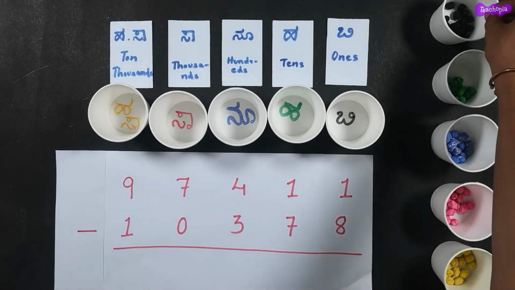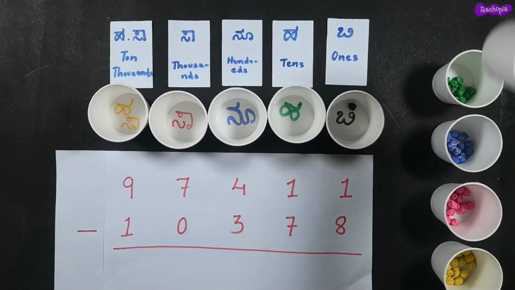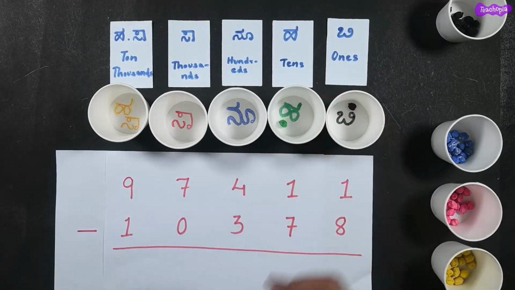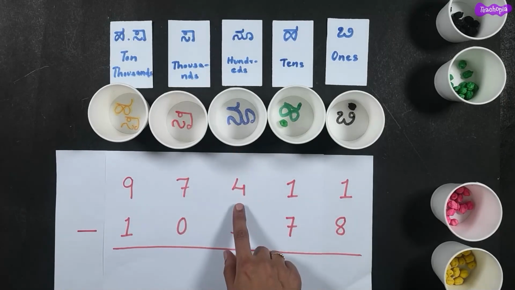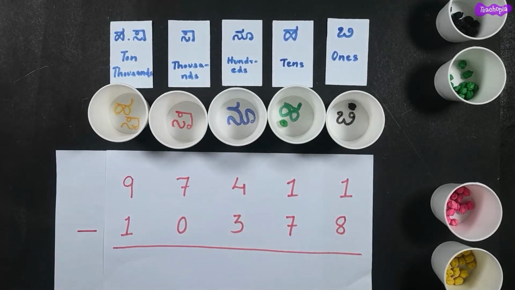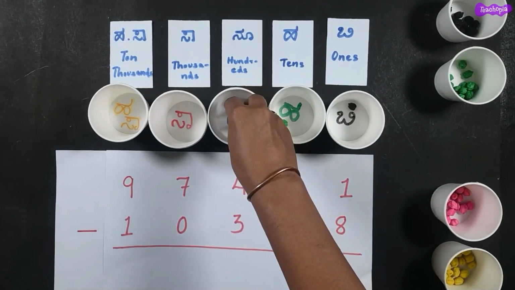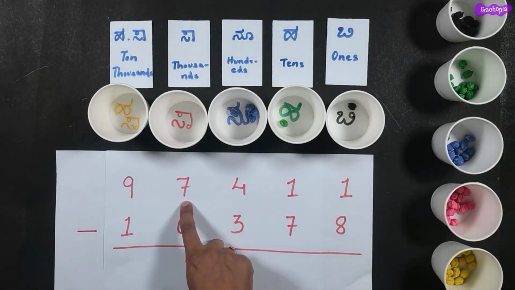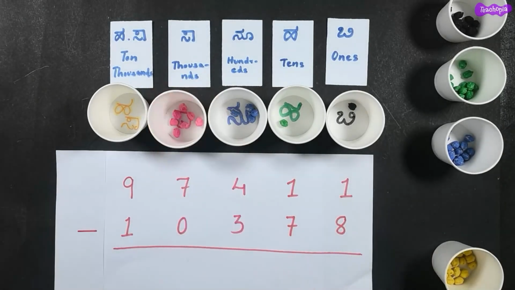We take one black colored grain and put it in the cup in the units place. In the tens place, we have digit 1 again. We take one green colored grain and put it in the cup in the tens place. In the hundreds place, we have digit 4. We take 4 blue colored grains and put them in the cup in the hundreds place. Now, in the thousands place, we have digit 7. We take 7 pink colored grains and put them in the cup in the thousands place.